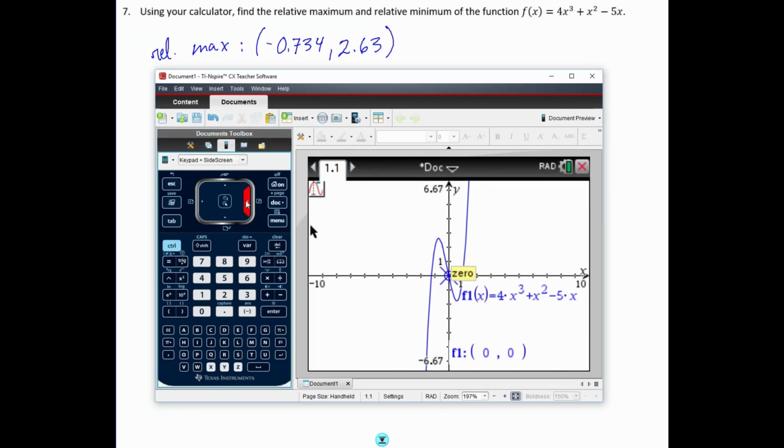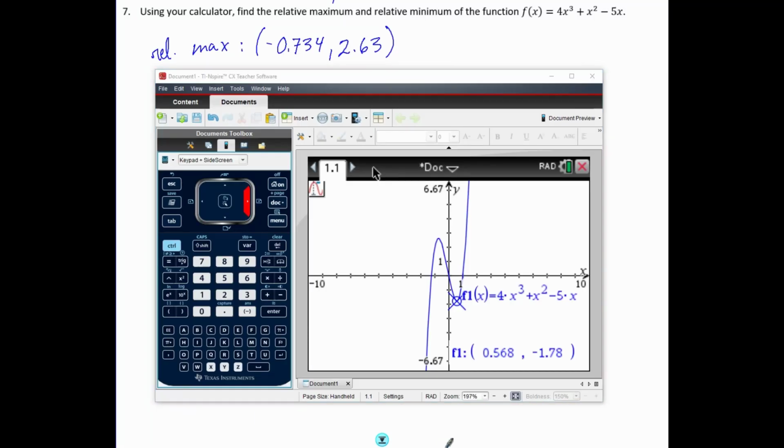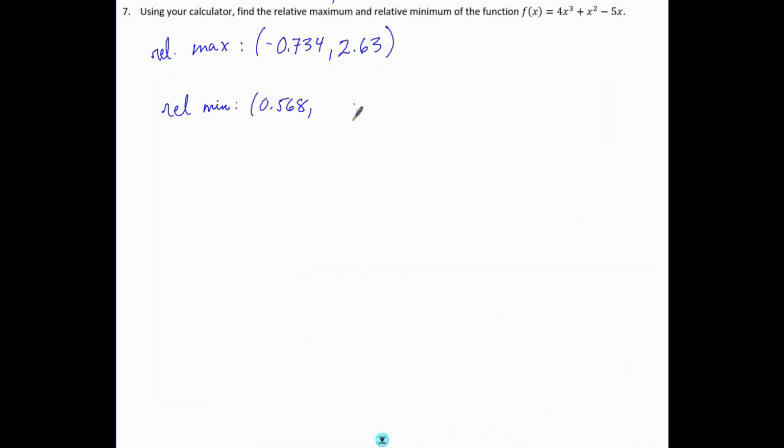Just click to the right now. Click, click, click. And our minimum, 0.568, comma, negative 1.78. So that's going to be our relative max and our relative min. If we had more, then we would list others as well. But those are the only 3 that we had in this case.